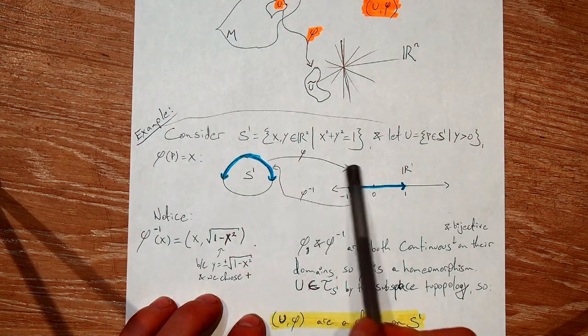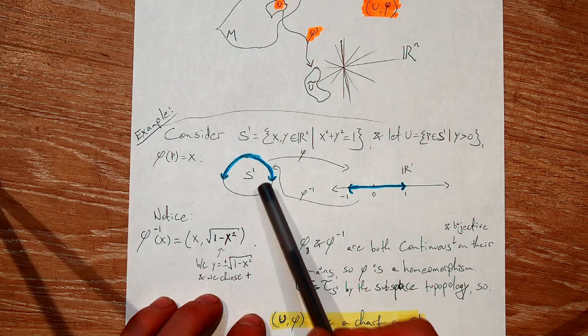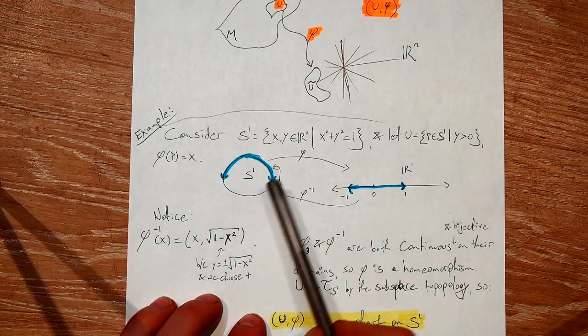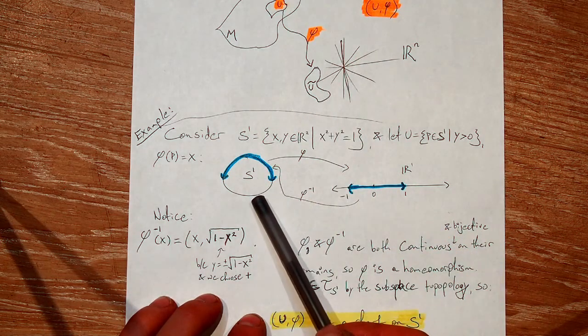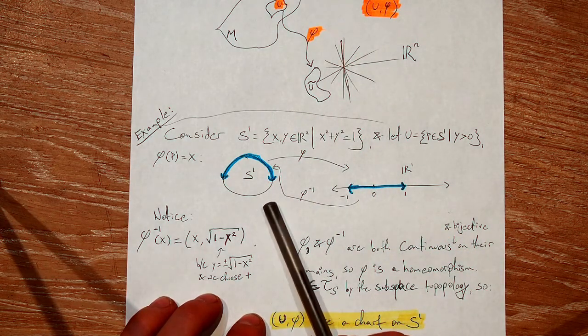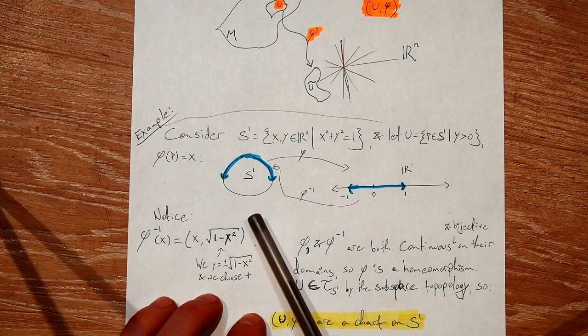And so what does phi do to that? It just spits out the x component. You can think of it as just projecting it down onto the x-axis, which I haven't drawn here because S1 exists independent of any coordinate axis that we put on it. And that is an important idea about manifolds, that they exist independent of their coordinates, and we will discuss that more as the video series progresses.